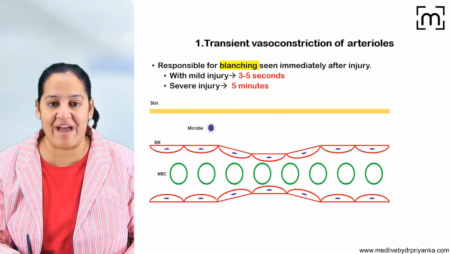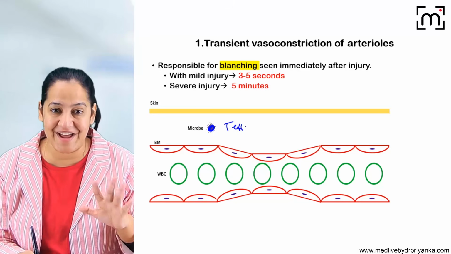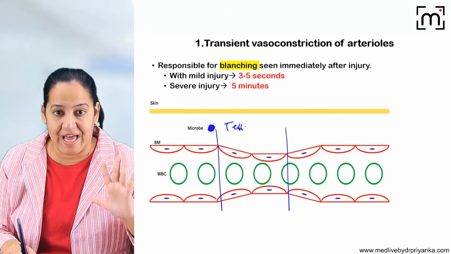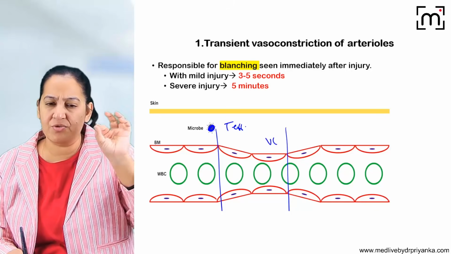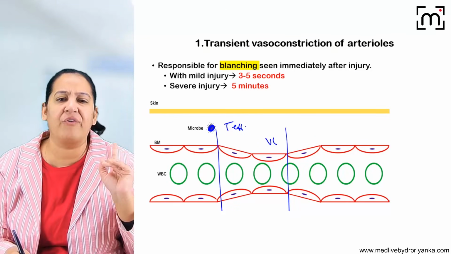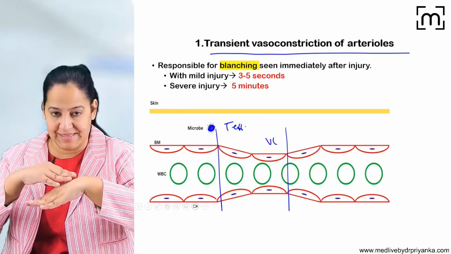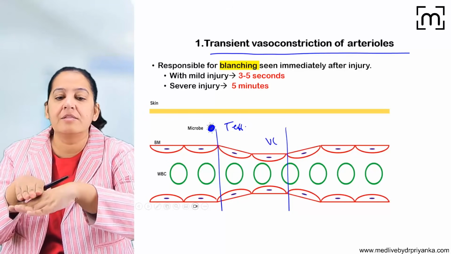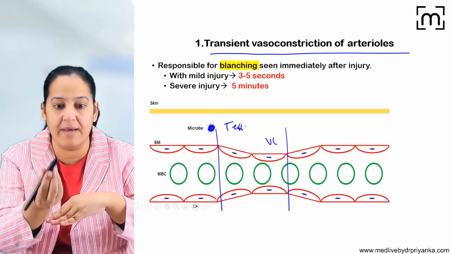The first vascular event: as soon as the terrorist is entering, the artery, the blood vessel below that, undergoes vasoconstriction. It undergoes vasoconstriction, but only transiently, for a few seconds. Transient vasoconstriction. For example, this is my skin. Can you see the yellow skin there? And there is a terrorist entering inside. It can be a bacteria, virus, fungus, or parasite.